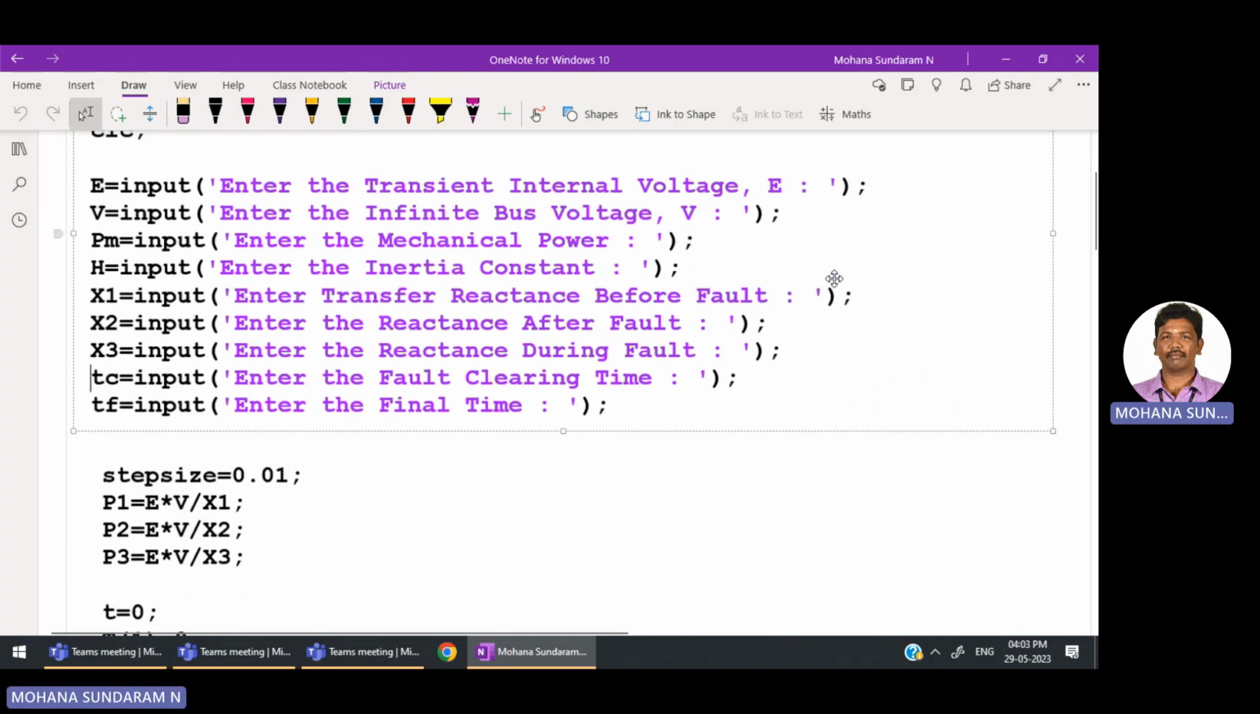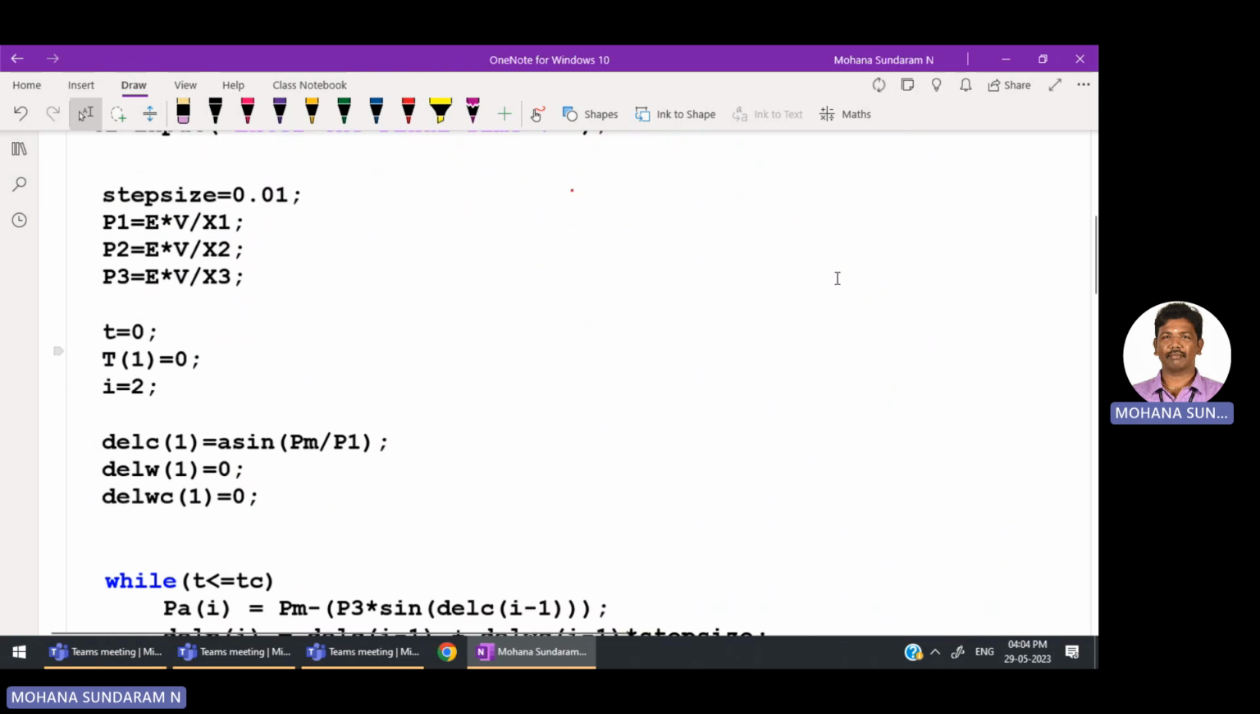See, as usual, we will be getting all the data here. If you want, you can also write a code to calculate all these features, else just have a look at it. We'll be getting all the input data here. Transient internal voltage, infinite bus voltage, PM, and transfer reactance before fault, after fault, during fault, fault clearing time, final time, everything. Now here we are actually assuming the step size, that is delta t, as 0.01. That's all.